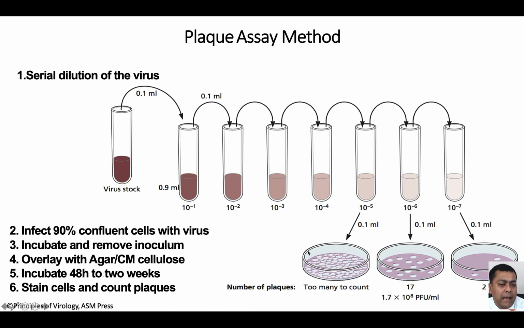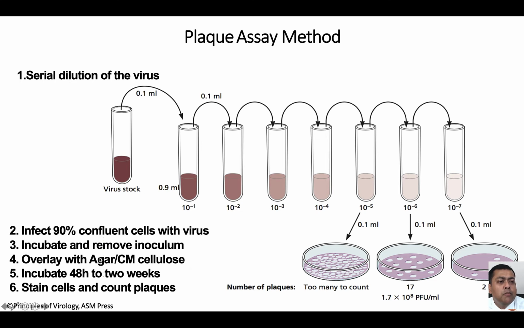Then you overlay them with a molten agar kept or equilibrated at 50 degrees Celsius. When you add them onto the cells at 50 degrees, it's not going to kill the cell. Or you can use the carboxymethyl or CM cellulose, both of which are gelling agents. So it's going to form a gel on the top of the cell.